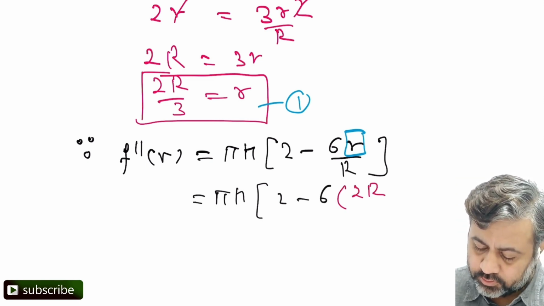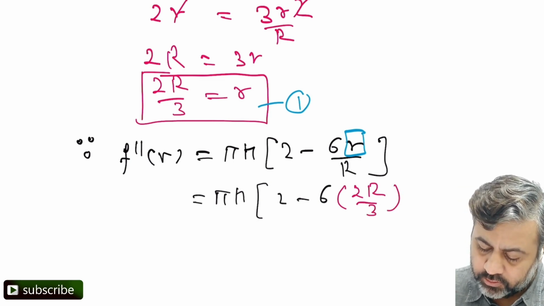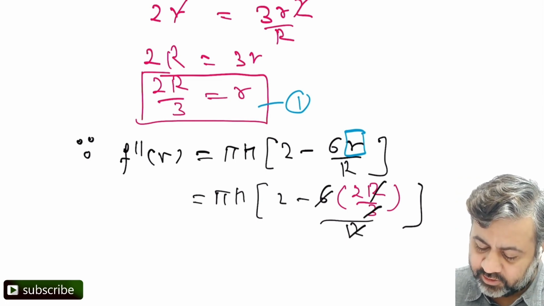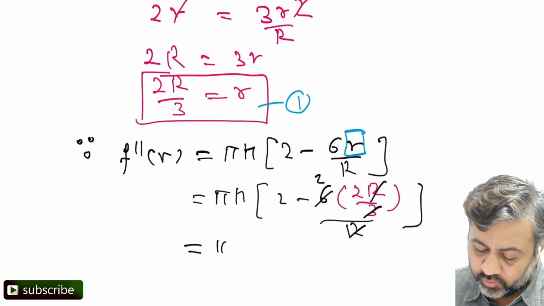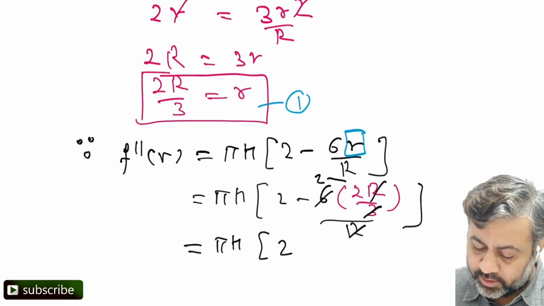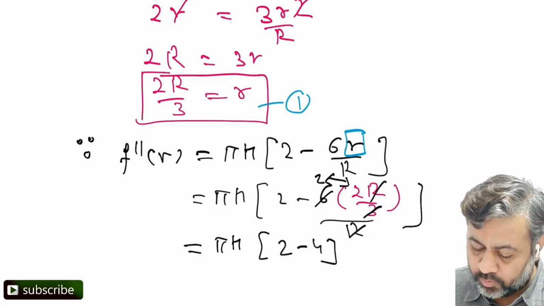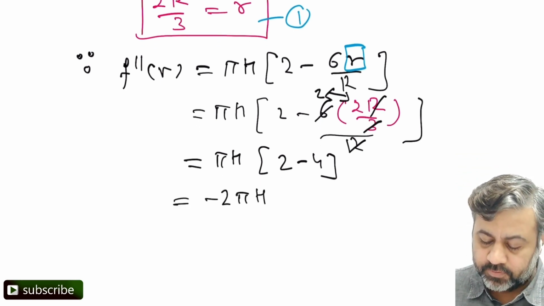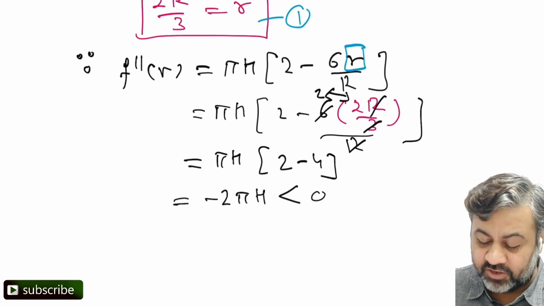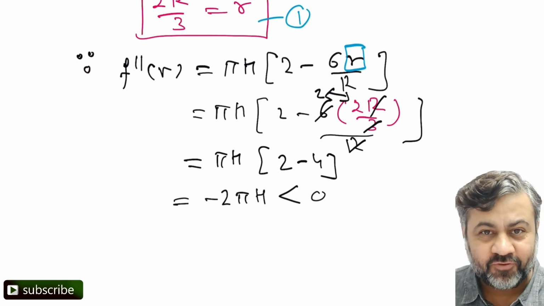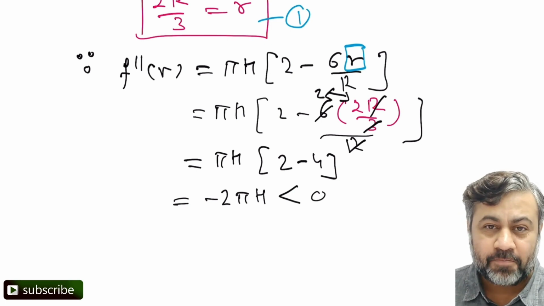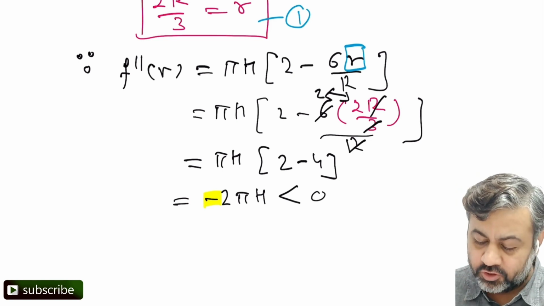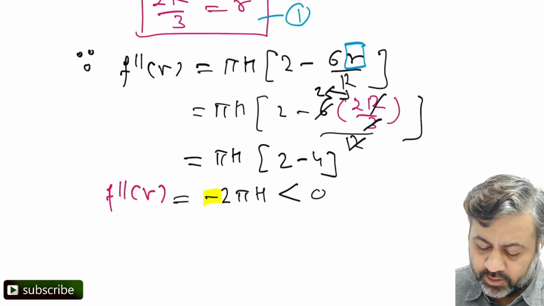Keeping this pi h as it is, 2 minus 6, I'm substituting the value of r, which is 2 times R upon 3, divided by R. This R is getting cancelled. So we get pi h times (2 minus 2 and 2 multiplied, 2 minus 4). So this gives me minus 2 pi h. Can I conclude minus 2 pi h is definitely negative? Because height will not be negative, pi is also not negative. So 2 times pi h is a positive value, and a positive value multiplied by minus will be negative. So I got the double derivative to be negative.